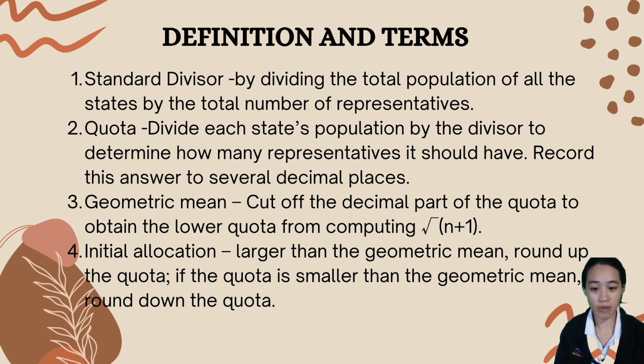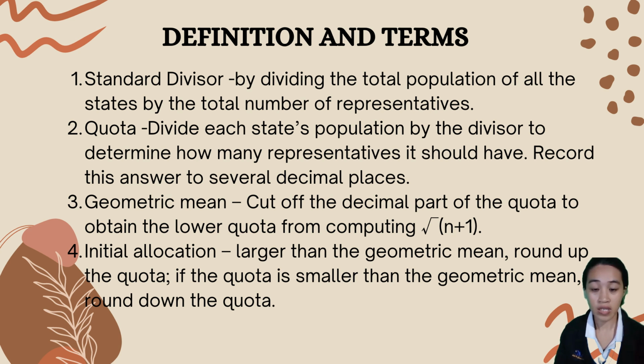Definition of terms. Number 1 is the standard divisor, found by dividing the total population of all the states by the total number of representatives. Number 2 is the quota. Divide each state's population by the divisor to determine how many representatives each should have. Record this answer to several decimal places. Number 3 is the geometric mean. Cut off the decimal part of the quota to obtain the lower quota n, then compute the square root of n times n plus 1.